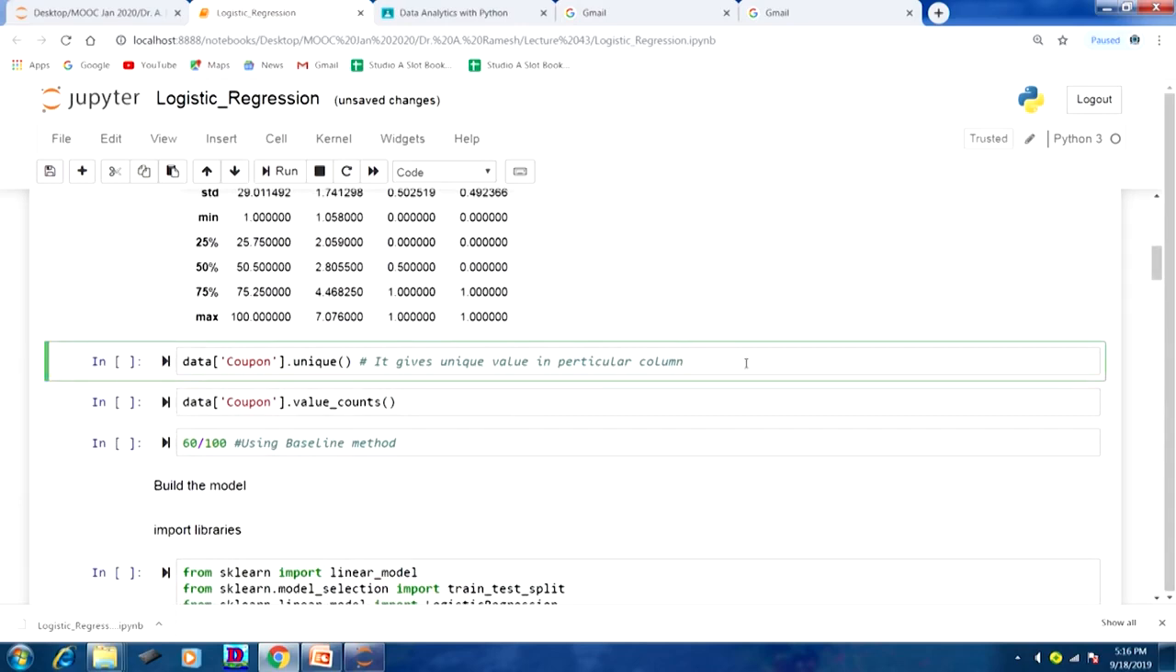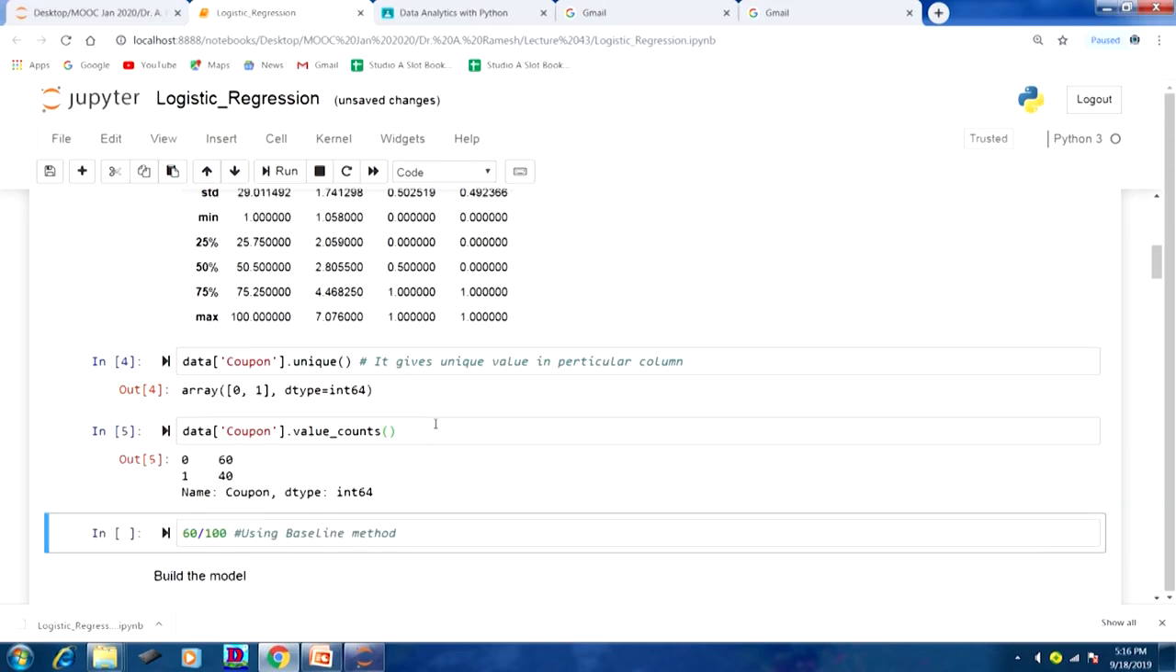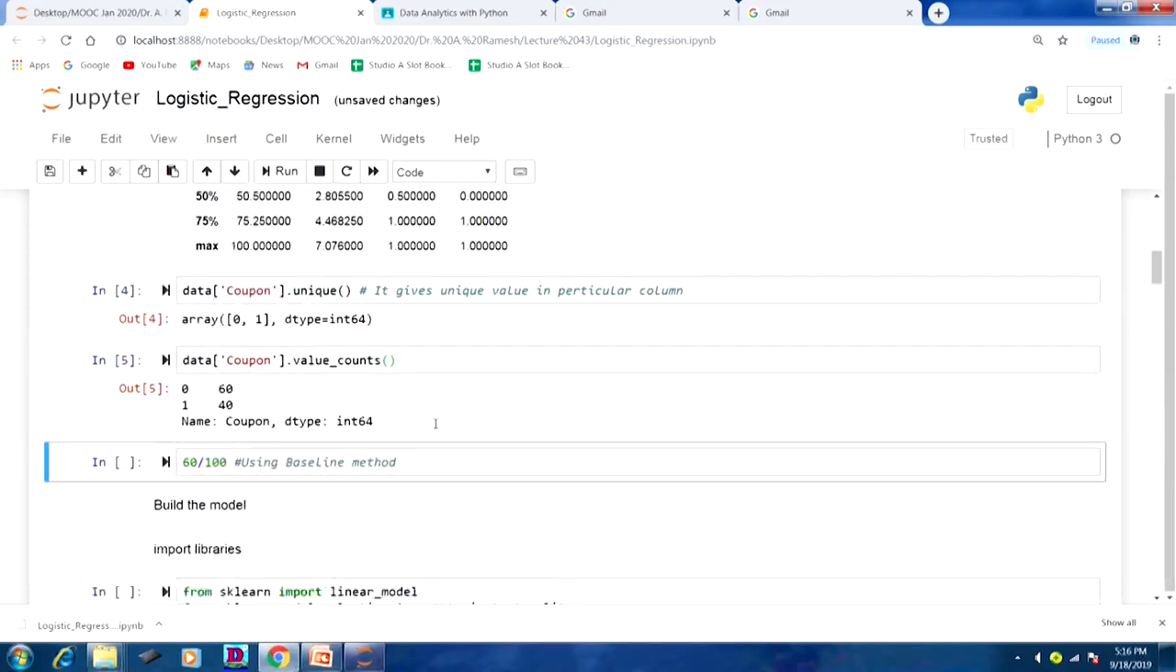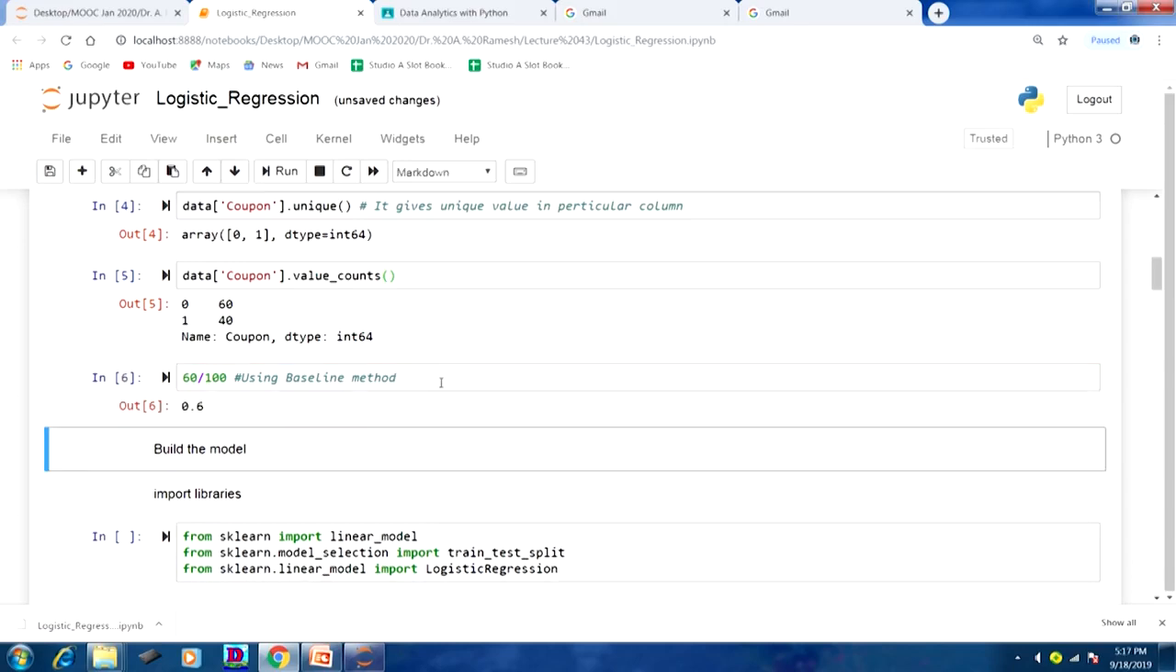Now, we will look at what the values in the column coupon are. There are 2 values, 0 and 1. 0 means that the customer did not use the coupon, 1 means that the customer has used the coupon. Now, let us see how many zeros and how many ones by using the value underscore counts function. So, 60 people did not use the coupon, 40 people have used the coupon. So, the baseline is 0.6.